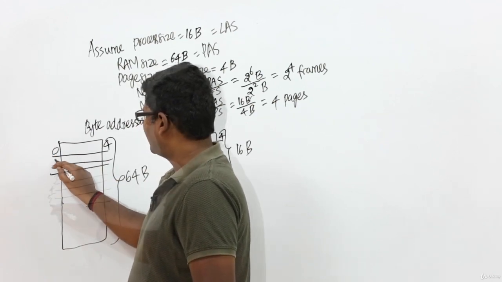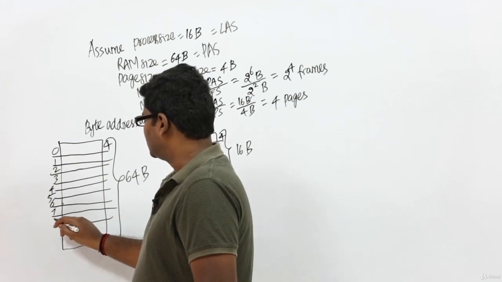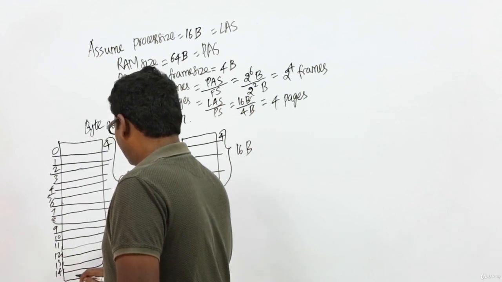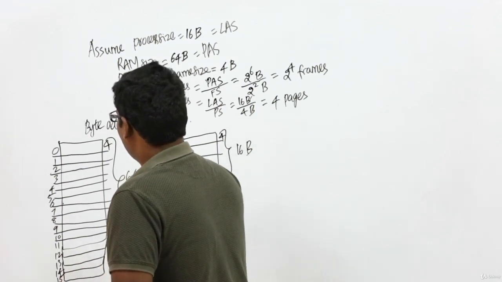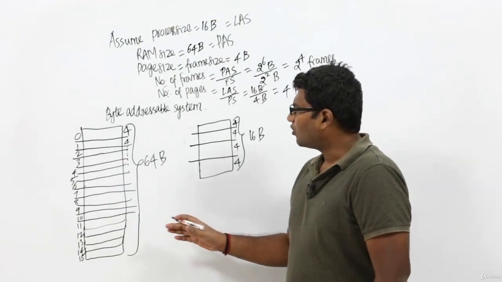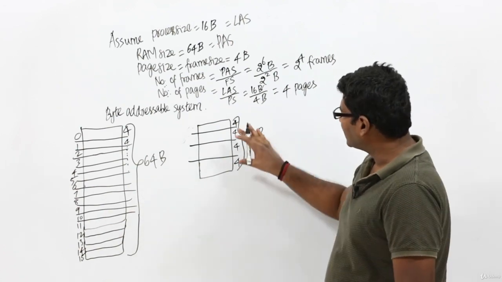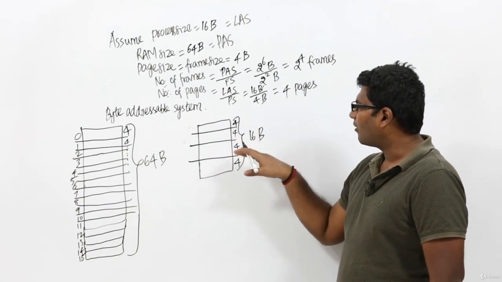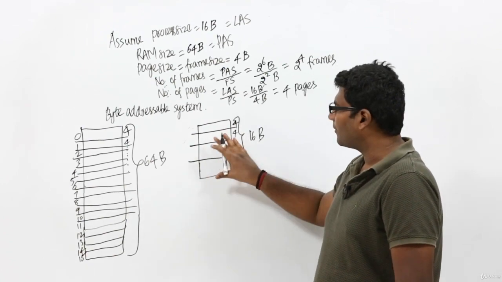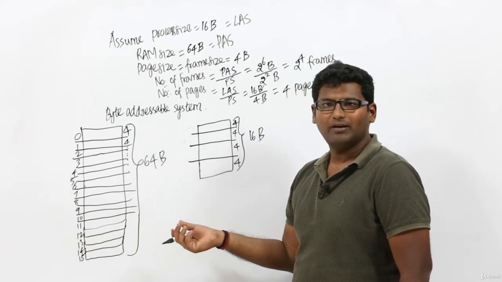It is the 0th frame, first frame, second. This is the 7th frame. This is the 8th frame, this is the 9th. This is the 15th. So there are 16 frames over here. The RAM has been divided into 16 frames, and our process has been divided into 4 pages. Now what I should be doing is placing these 4 pages inside the RAM, depending on which frames are actually available.